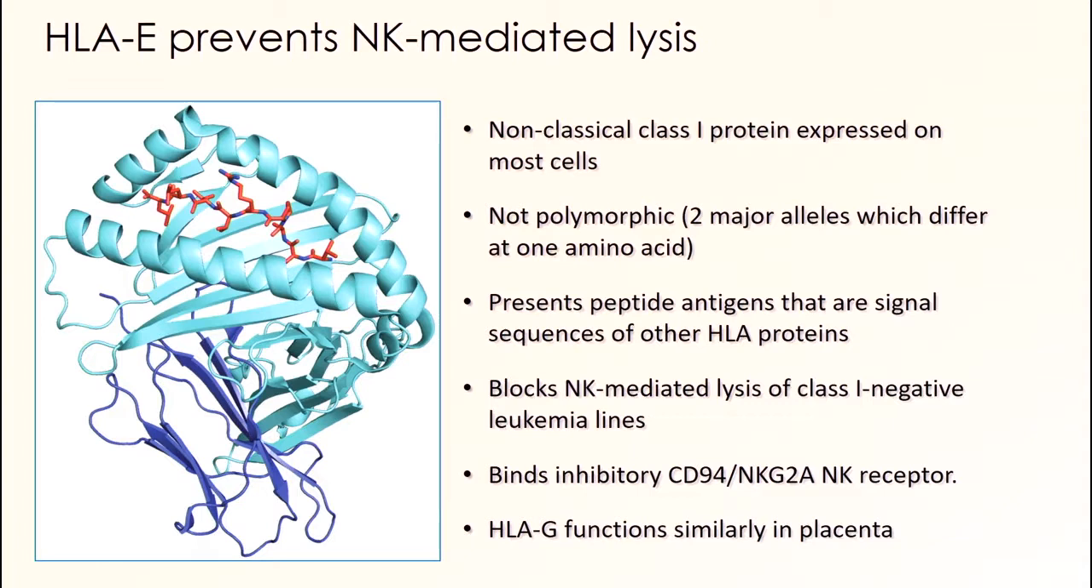And it's been shown in many different tumor lines that it can block NK-mediated lysis, which is what we want to do. We know the receptor that it binds to, this NKG2A receptor that's present on most NK cells. So if we can make this molecule, we think we can block that missing self phenomenon. There's actually a similar molecule called HLA-G that works similarly in the placenta, which would have been another option. But I think HLA-E is a better place to begin.